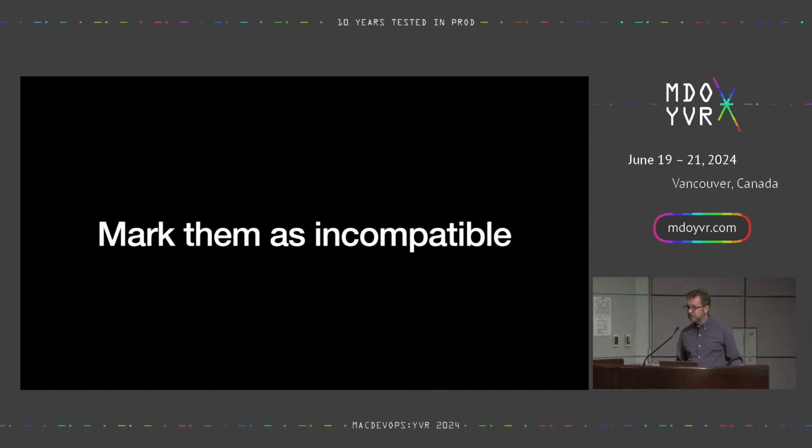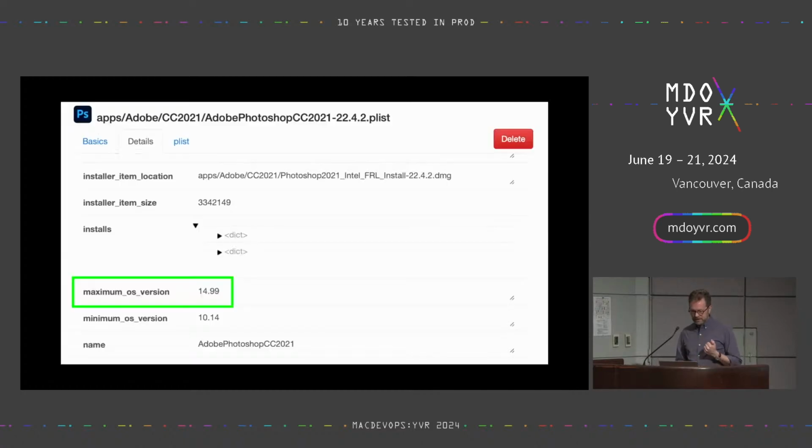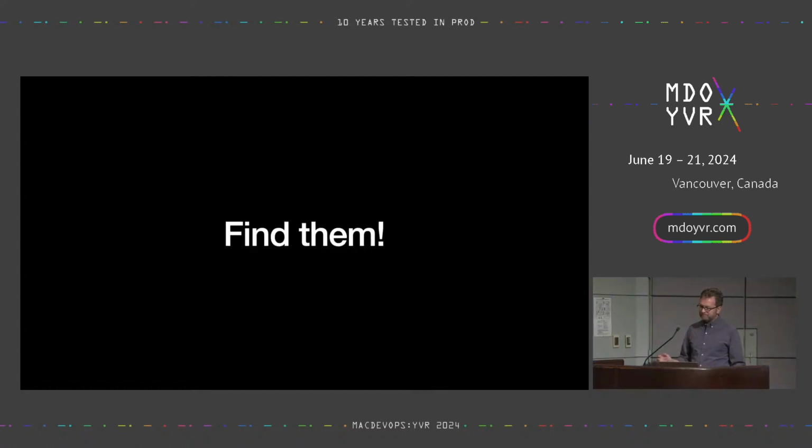If you can't replace them or delete them, at least you might want to mark them as incompatible with older OSs. Munki supports a maximum OS field for items, so I could go through my Adobe packages and mark them all as maximum OS version 10.14.99. I don't think Apple is going to update macOS 10.14 past 10.14.9, but we could go 10.14.999 if we wanted to. But before you can do anything with the bundle style packages you may still have, you need to find them.